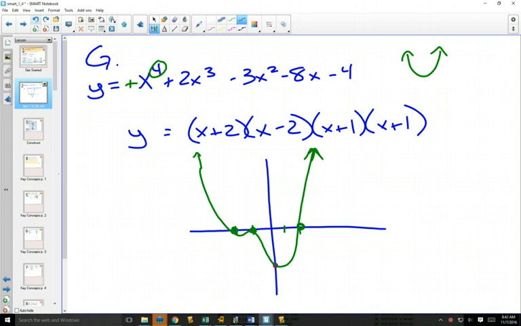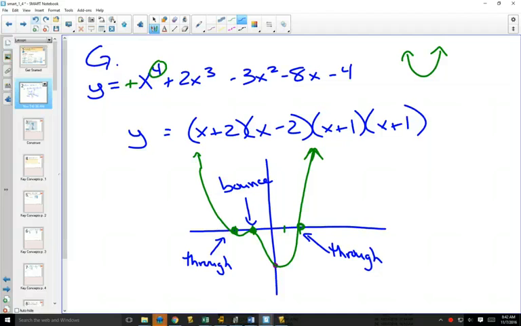We had 3 x-intercepts, and we found that we went through this x-intercept, we went through this x-intercept, but this one we didn't. This one we bounced off of, and we're going to use that language to describe it. We bounced off that one and then went back down.